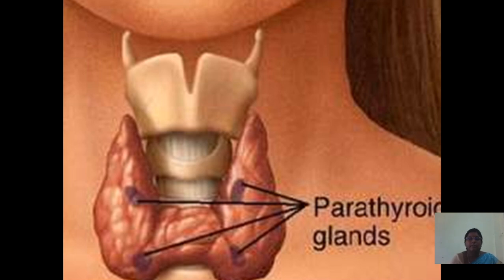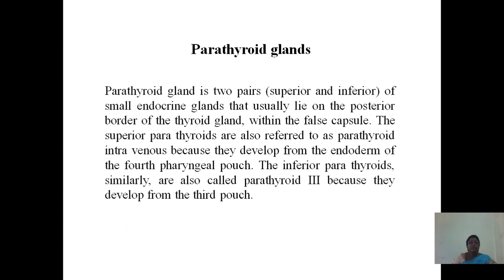These are the parathyroid glands. These are two pairs of glands. The parathyroid glands are two pairs, superior and inferior, of small endocrine glands that usually lie on the posterior border of the thyroid gland within the false capsule.